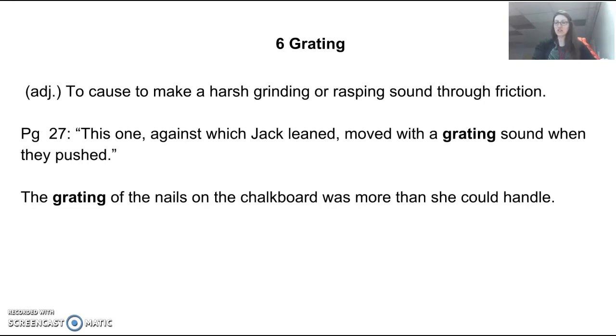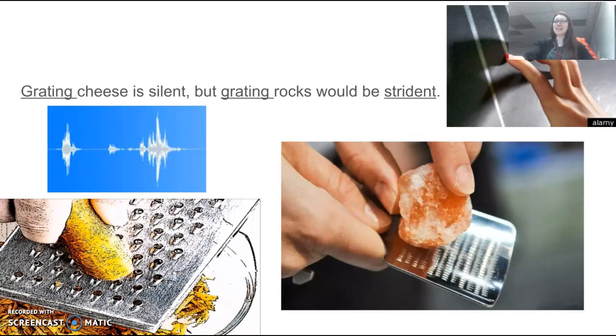This one, against which Jack leaned, moved with a grating sound when they pushed. Grating, a harsh grinding. The grating of the nails on the chalkboard was more than she could handle. Grating. So it's similar to strident. Please write your own sentence for the word grating.